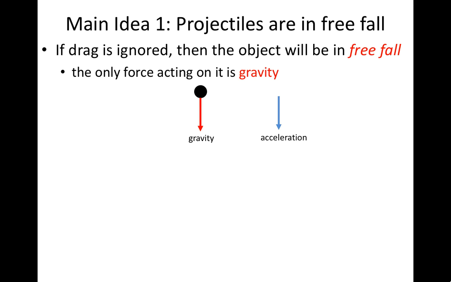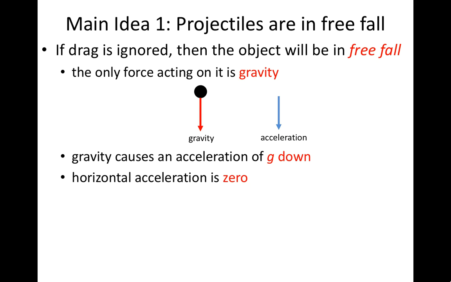Gravity does not care what the object is doing. Gravity is always pulling down, and it is always causing an acceleration that is down. Doesn't matter if the object's moving up or down or sideways. An object is accelerating down. So that acceleration is down, which means that it is not side to side. There is no horizontal acceleration.